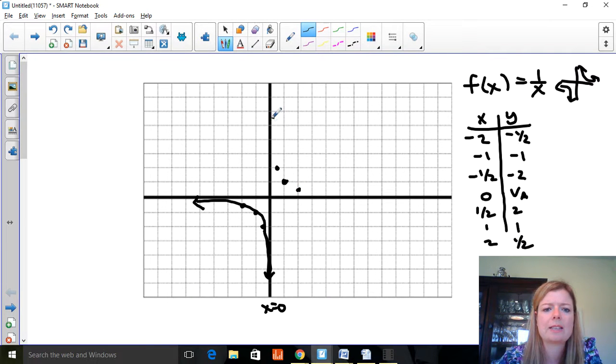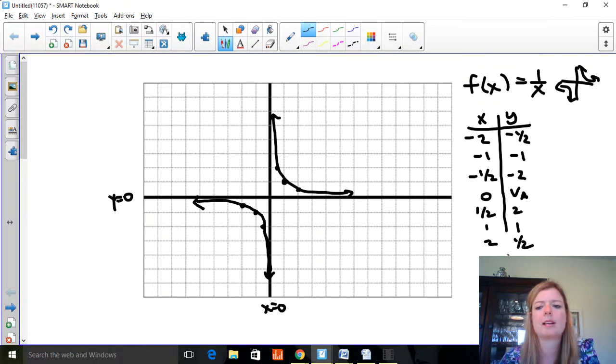So again, I get this nice looking curve that approaches both its vertical and horizontal asymptotes. So at this point, I'm going to label the horizontal asymptote as well. So the horizontal asymptote occurs at y equals 0. So I want to include these in the table of values to remind you to include them in your sketch.